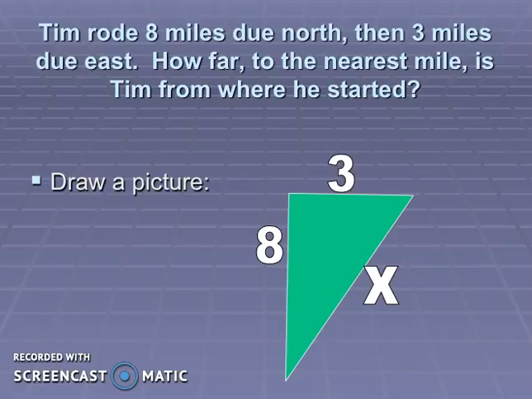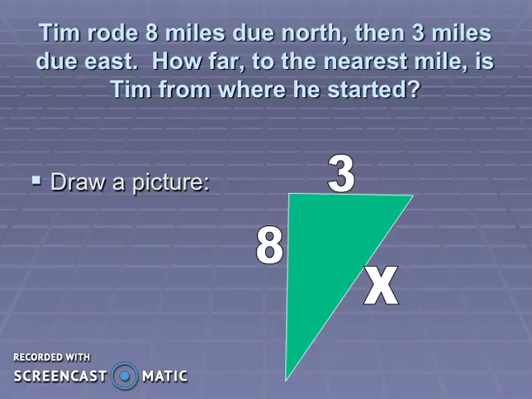Then he rode 3 miles due east. So that creates our right angle. If we travel due north and then due east, we create a right angle. We've got our 2 legs. The first leg, being A, is 8. The second leg, B, which is due east, is 3. So they're in miles. How far to the nearest mile is Tim from where he started?